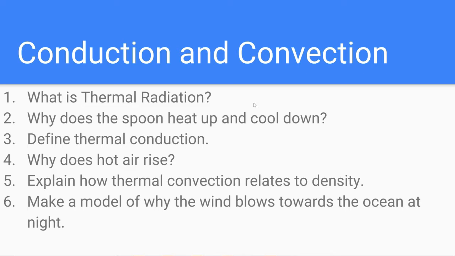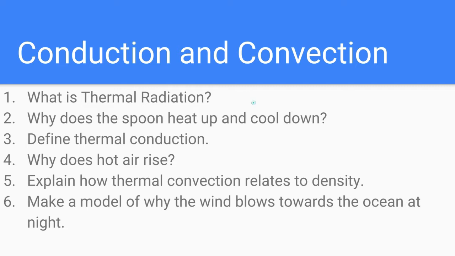You need to answer all of these questions in Cornell notes, okay? The first one is, what is thermal radiation? Which we already know. Why does the spoon heat up and cool down? Define thermal conduction. Why does hot air rise? Explain how thermal convection relates to density. And then make a model of why the wind blows towards the ocean at night. Okay, so here we go.